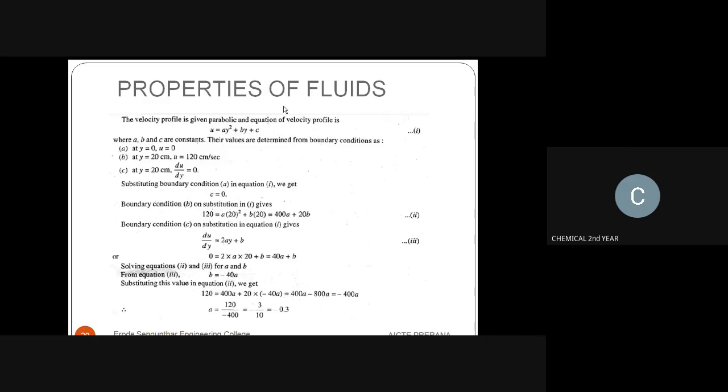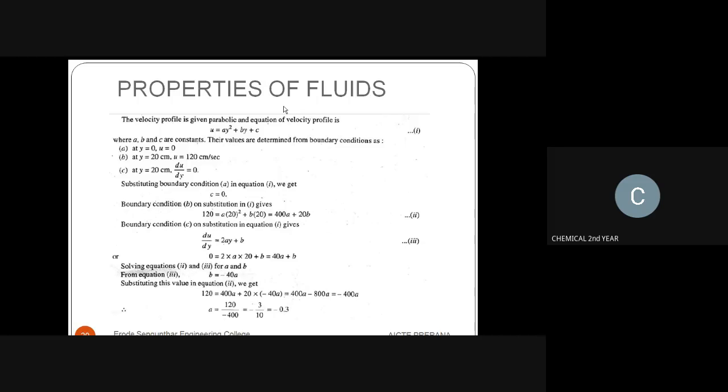What is the velocity profile in a parabolic equation? The equation is of the nature u is equal to ay square plus by plus c, where a, b, and c are constants. The values of these constants a, b, c have to be determined from the boundary conditions. So we are fixing three boundary conditions. One is at y is equal to 0, u is equal to 0. When y is equal to 20 centimeter, u is equal to 120 centimeter per second. When y is at 20 centimeter, du by dy is 0.